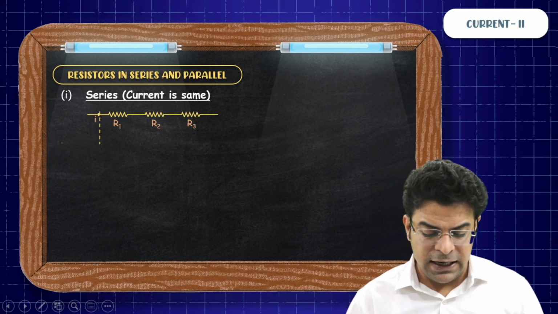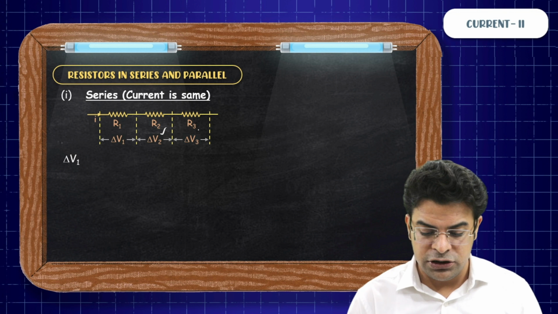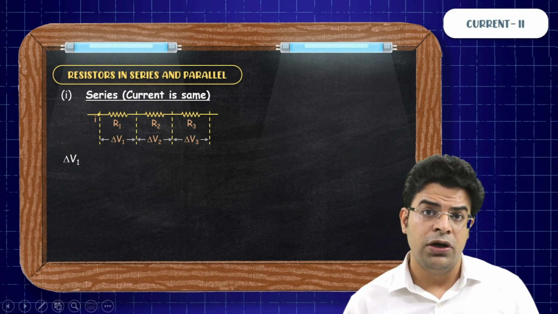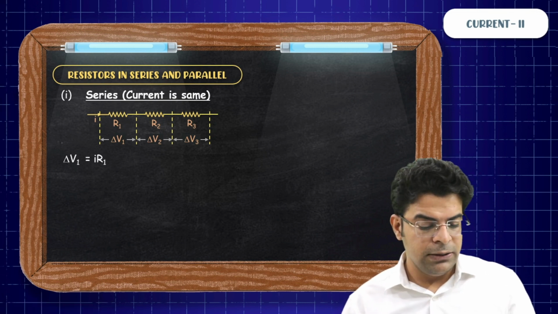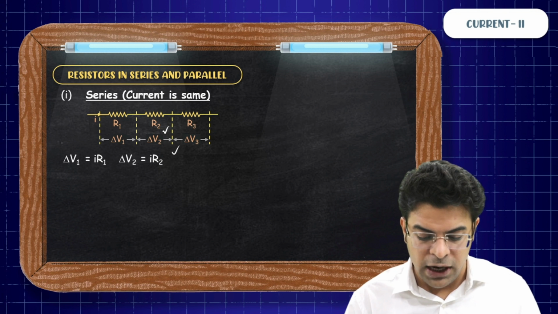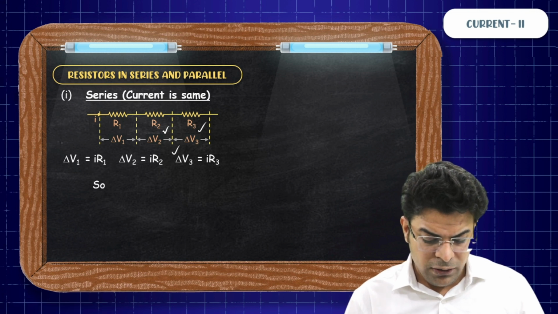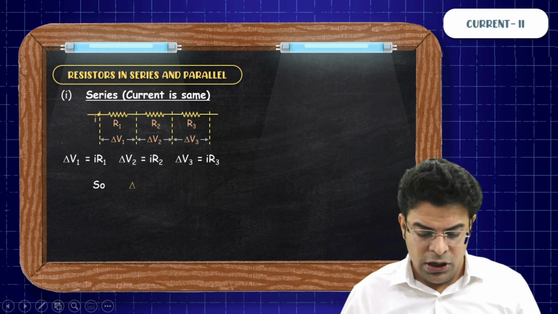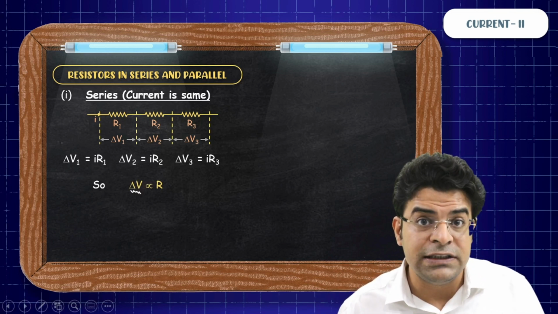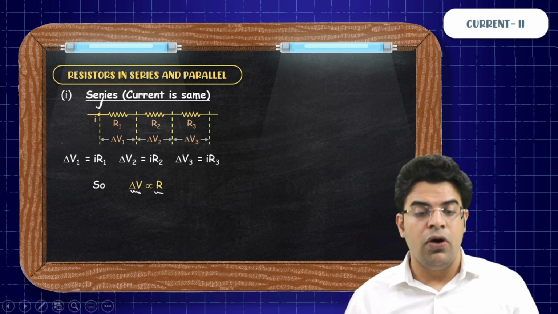And let's say the potential drop across the first resistor is delta V1, the potential drop across the second resistor is delta V2, and the potential drop across the third resistor is delta V3. So I can say that delta V1 has to be nothing but I into R1. Similarly, delta V2 has to be equal to I into R2, and delta V3 has to be equal to I into R3. Now, you can say that when connected in series, the potential drop across a resistor is directly proportional to its resistance, because the current flowing through all of them has to be the same.